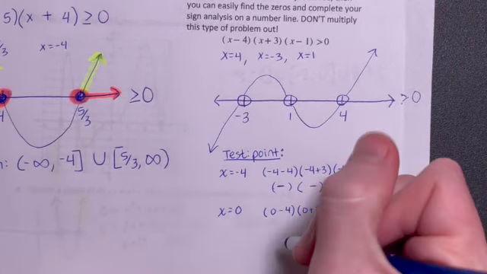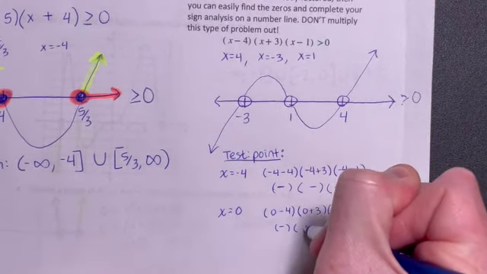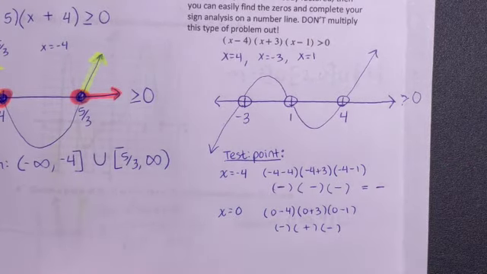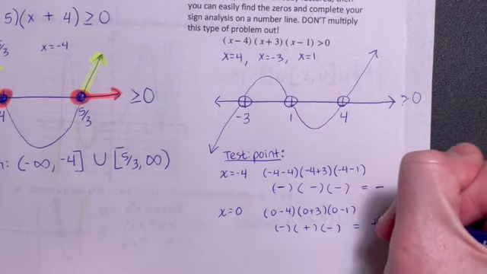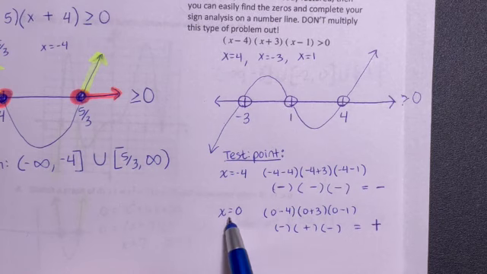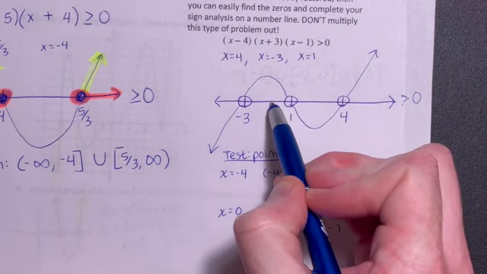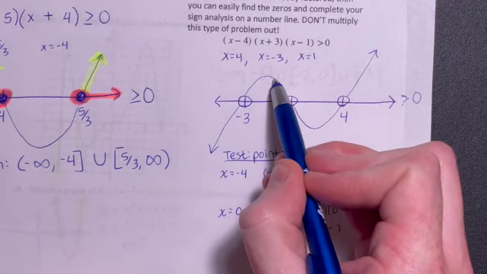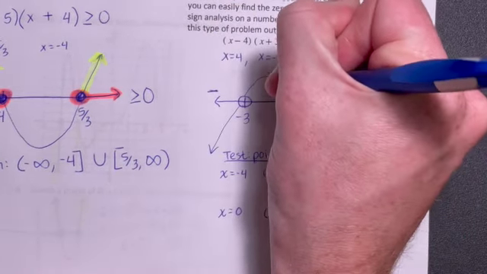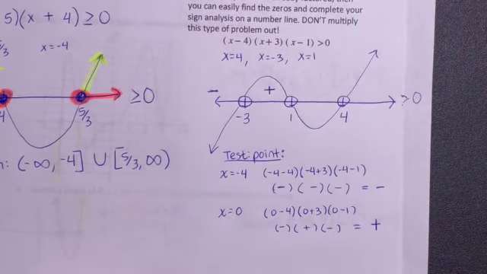0 minus 4 is negative, 0 plus 3 is positive, and 0 minus 1 is negative. So we end up with a negative times a positive, which is negative, but then multiplied by another negative makes this positive. So the function will be positive when x is 0. That helps me know that I'm above the x-axis during this interval between -3 and 1.